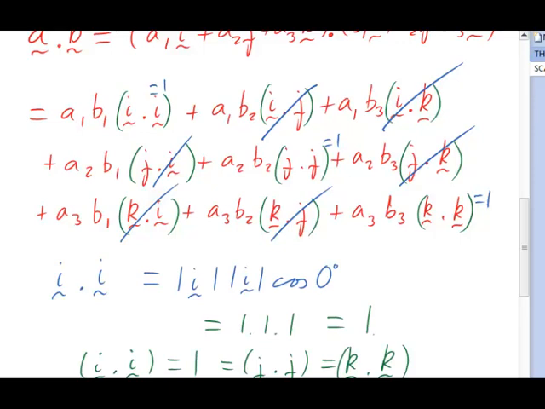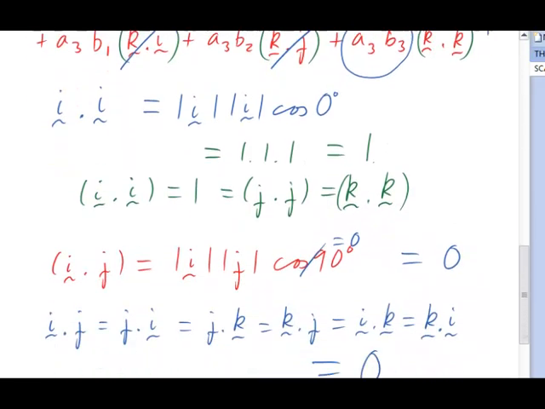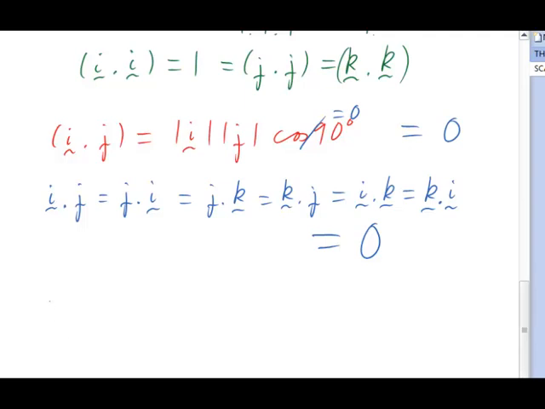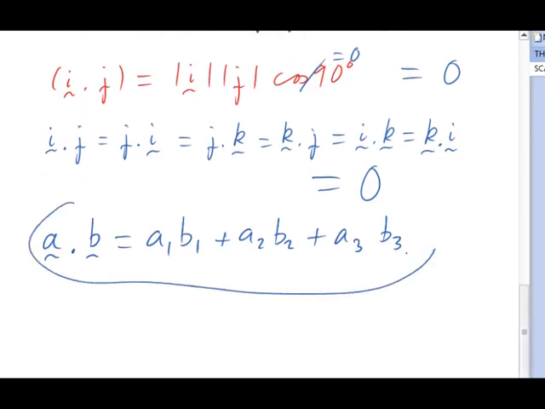Look at the coefficients. That's a1 b1 times 1 plus a2 b2 times 1 plus a3 b3 times 1. So finally we can write out the full expression for our dot product, and it's not so bad after all. a dot b is a1 b1 times 1, which I won't write, plus a2 b2 plus a3 b3. And that is the most convenient component form for the dot product.